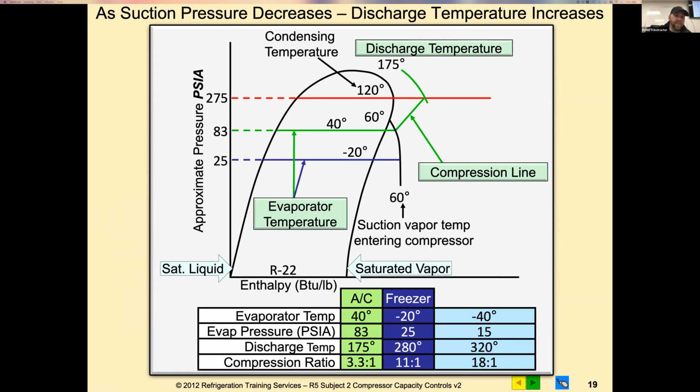As you guys can see, where you're getting your increase is in the length of the line exceeding in your compression line. That's where you're picking up your heat.